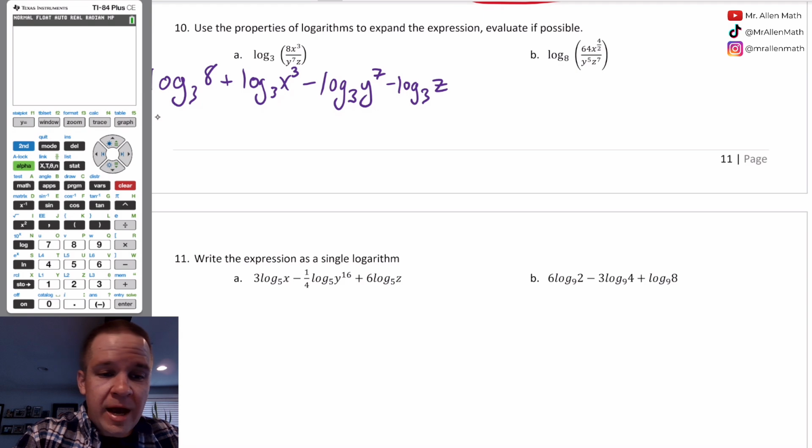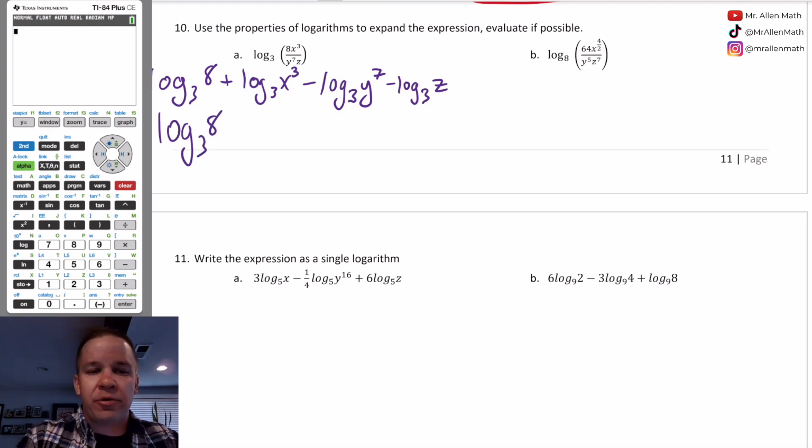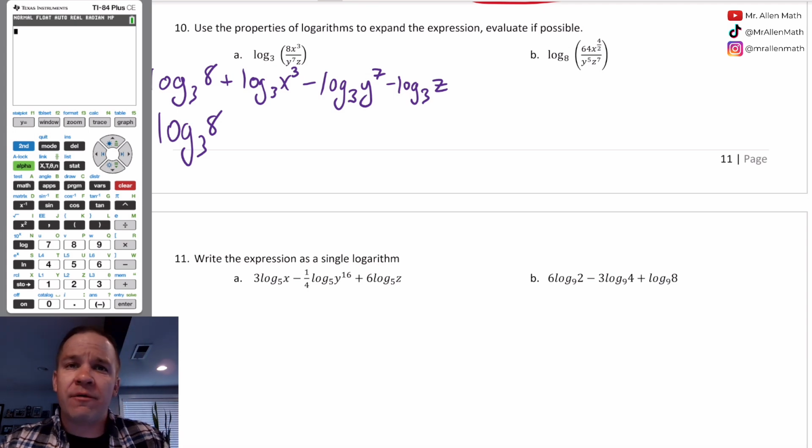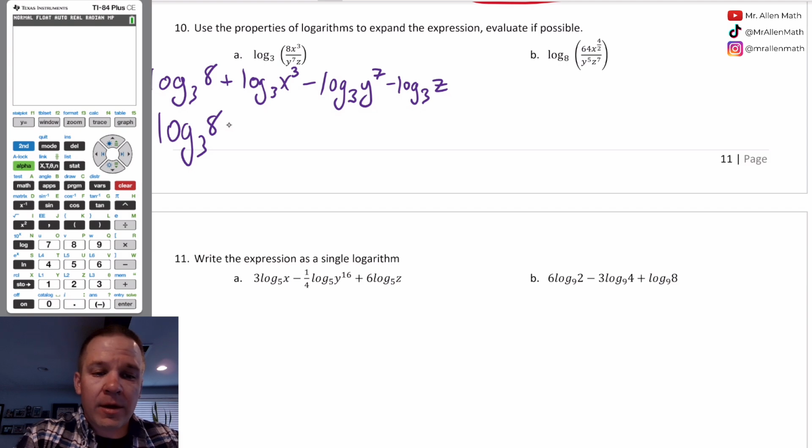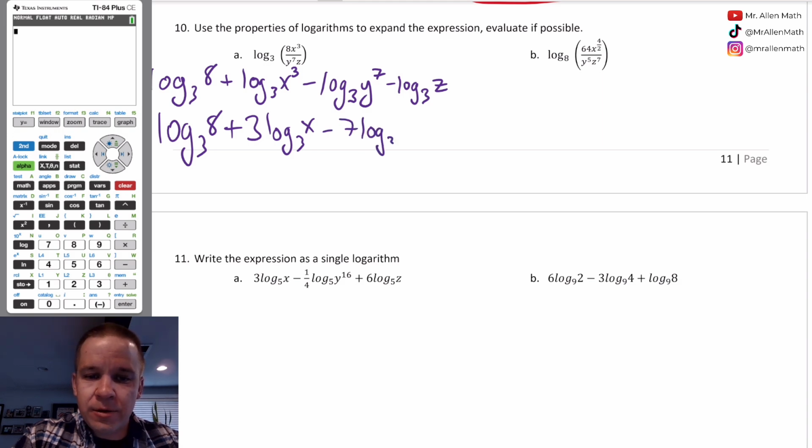So log base 3 of 8, I cannot evaluate that by hand, right? So we're not going to do a decimal or anything like that. If it was like log base 2 of 8, then it would be 3, right? Because 2 to the 3rd power equals 8. But it's not, so we're leaving it. So plus, then we got 3 log base 3 of x, and then we have minus 7 log base 3 of y, and then minus log base 3 of z.